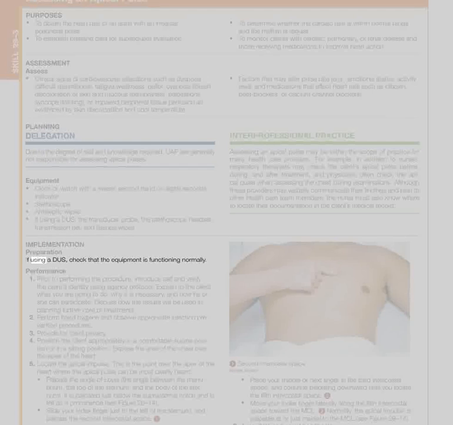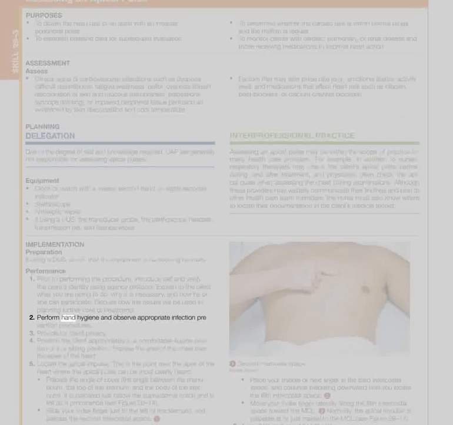Implementation preparation. If using a DUS, check that the equipment is functioning normally. Performance. 1. Prior to performing the procedure, introduce self and verify the client's identity using agency protocol. Explain to the client what you are going to do, why it is necessary, and how he or she can participate. Discuss how the results will be used in planning further care or treatments.